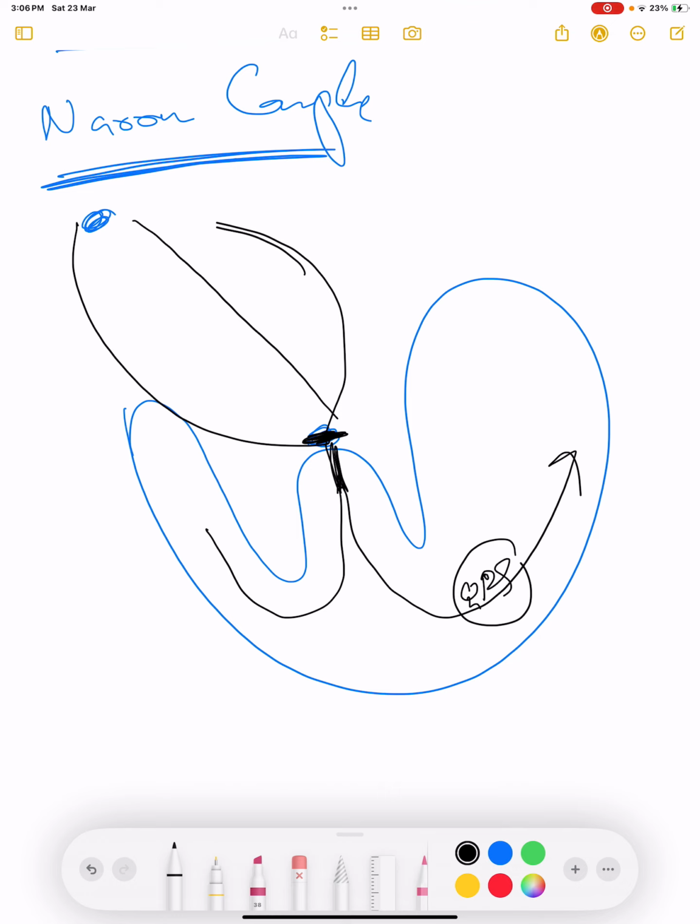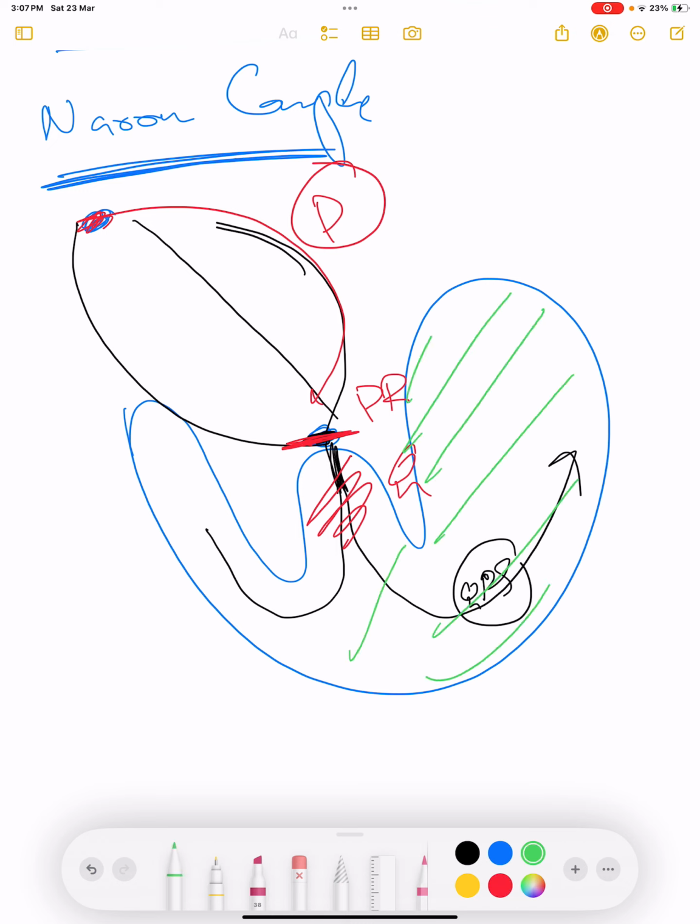What happens from here to here? P wave is formed. What happens here? PR interval is formed. What happens here? Q wave is formed. So it means that as long as there is no abnormality in the ventricles, as long as the ventricles are okay, QRS complex will be okay.